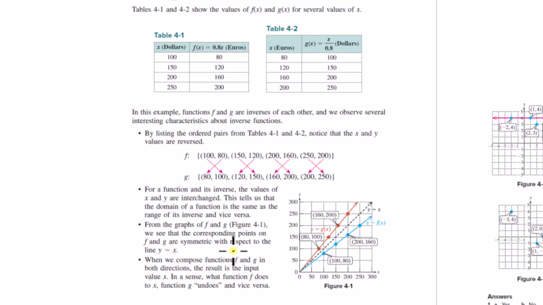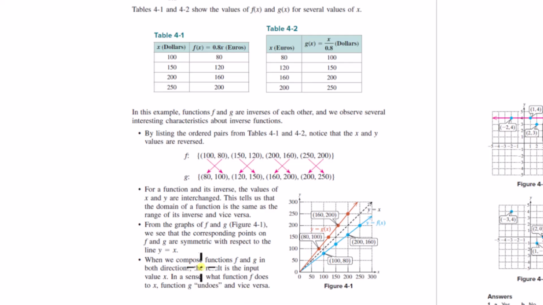From the graphs of f and g, we see that the corresponding points on f and g are symmetric with respect to y is equal to x. So that's interesting. The points are symmetric with respect to the line y is equal to x. They've been flipped about the x-axis. When we compose functions f and g in both directions, the result is the input value x. In a sense, what function f does to x, function g undoes, and vice versa.